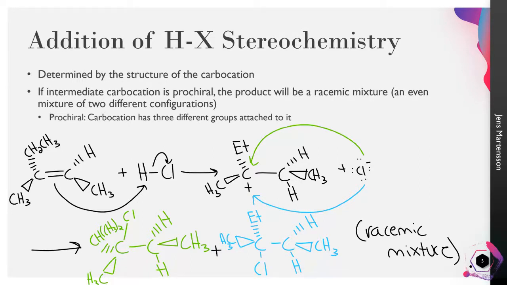So we already had regiochemistry. Addition of HX also has stereochemistry. And if you remember, the difference between regiochemistry and stereochemistry is that stereochemistry studies the distribution of different stereoisomers as products, and stereoisomers have the same formula, same connectivity, but different geometries.